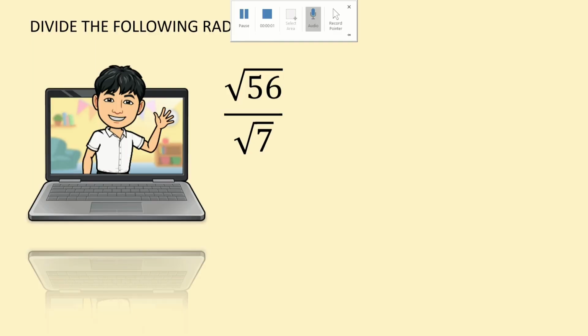Let's try to divide square root of 56 all over 7. If we're going to get the quotient of square root of 56 all over 7, first is we'll try to factor square root of 56.